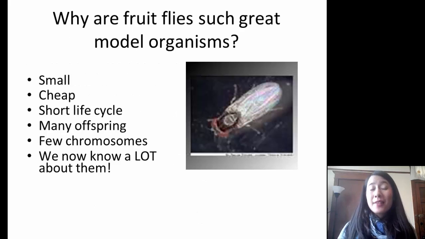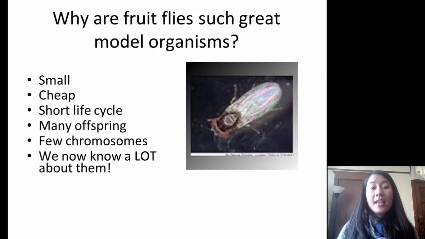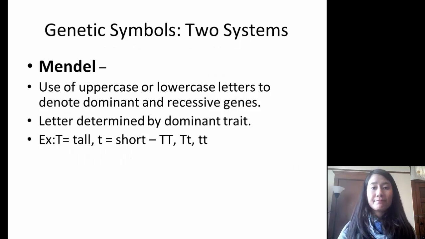So, fruit flies are great model organisms because they're small, they're cheap to take care of, they have a really short life cycle, so from the time they're born to the time they start breeding is really fast. They have lots of offspring, few chromosomes, which is helpful in genetics because it limits how many options there are. And now at this point, we know a lot about fruit flies. So scientists that work on them have a wealth of information that they can use in their own studies and then continue to study from.